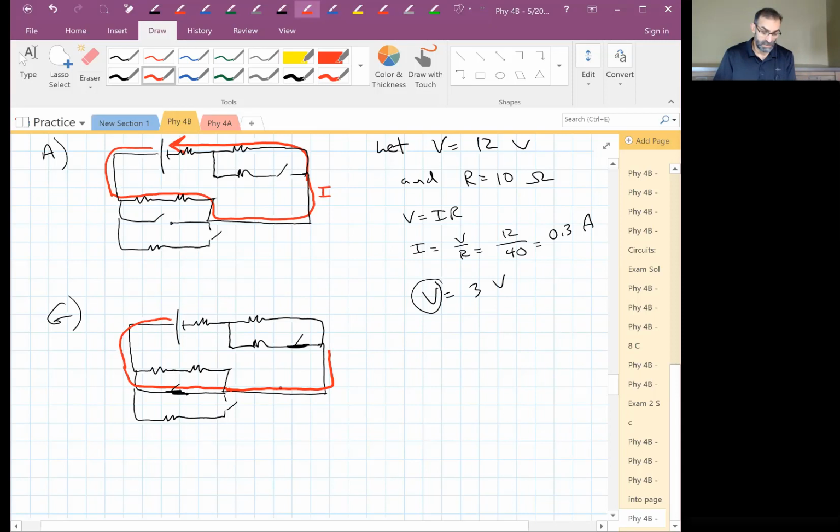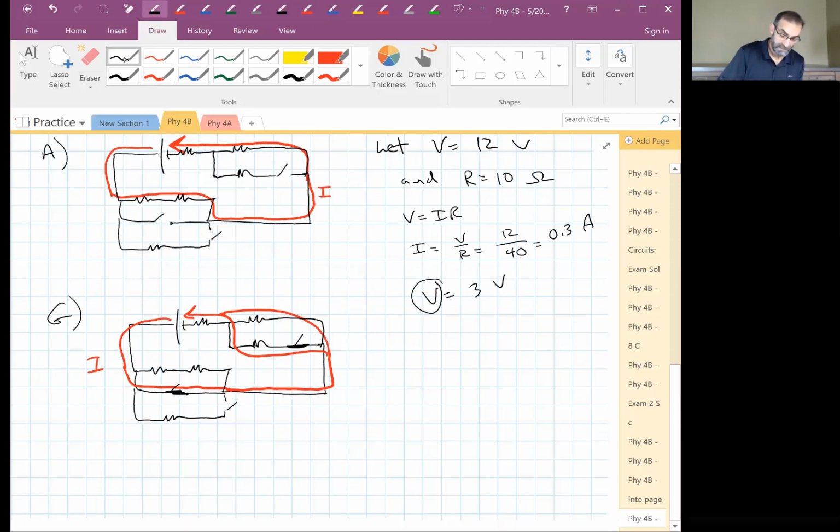And then it gets to this point, and it says some current can take one path, some can take the other, so it can split. Some will go this way, some will go this way, and it comes back together here. So what do we have? We have our current is V over R, and V is 12 volts, and R is 15.